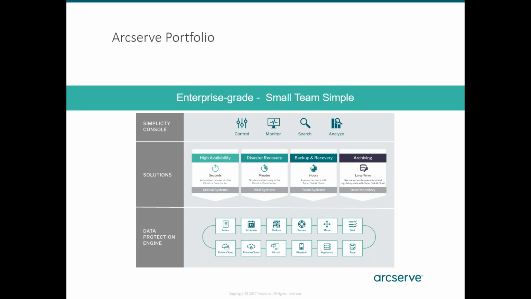We have 4 pillars in our UDP suite, which is high availability, which provides 0 RPO, so asynchronous replication of data, and you can fail over applications or full services, whether physical or virtual. Or we can provide disaster recovery for virtual and physical servers in terms of providing instant virtual machines, virtual standbys, cross-hypervisor technology, etc.